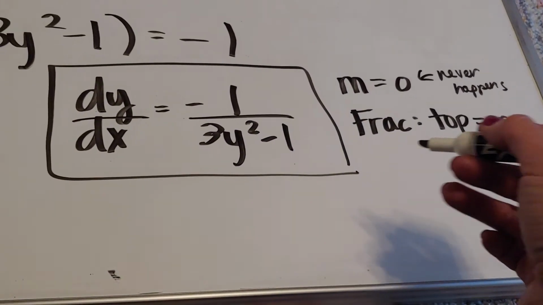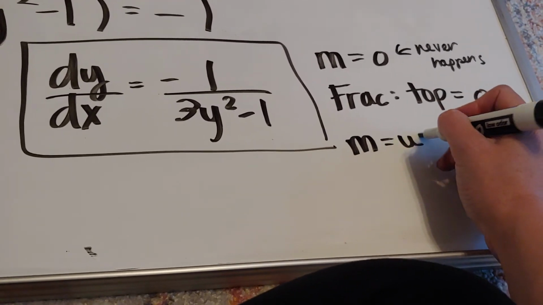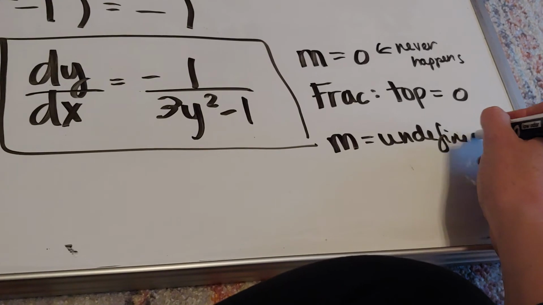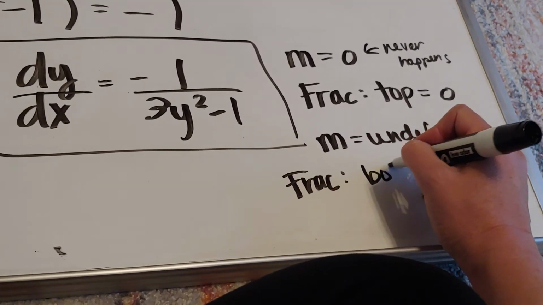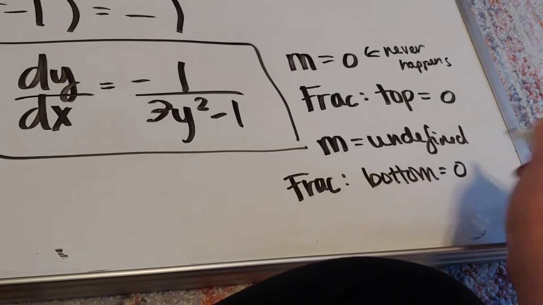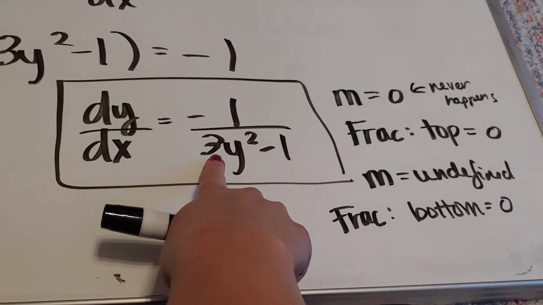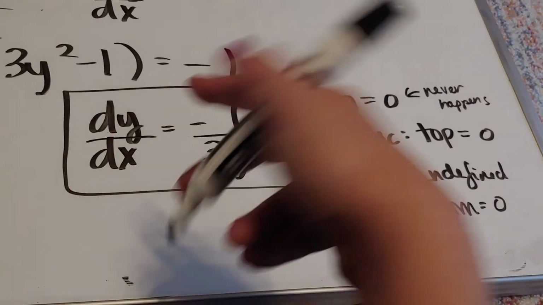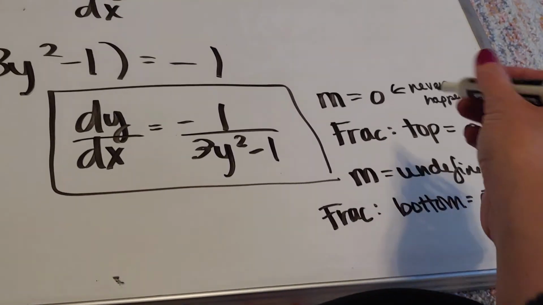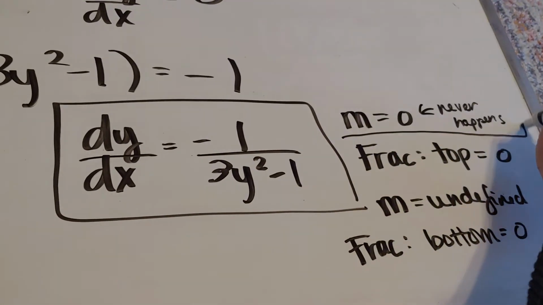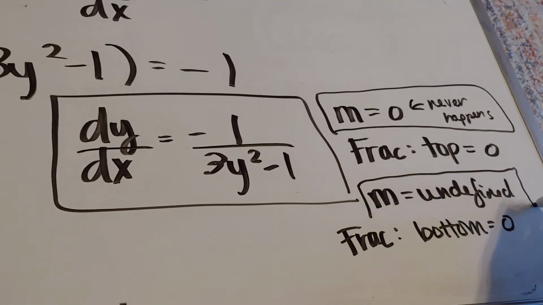Okay, now what about vertical tangent lines? Vertical tangent lines are where the slope is undefined. For a fraction, that happens when the bottom equals 0. So does that ever happen here? Sure, I could set 3y squared minus 1 equal to 0 and solve it from there. I'm bringing this up because as we go further into chapter 3 and into chapter 4, they'll ask about things like, when do we have a horizontal tangent line and when do we have a vertical tangent line?